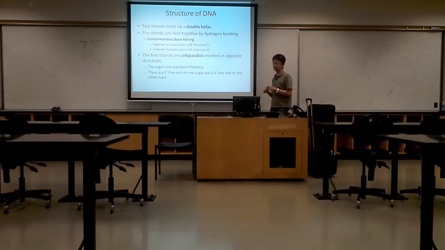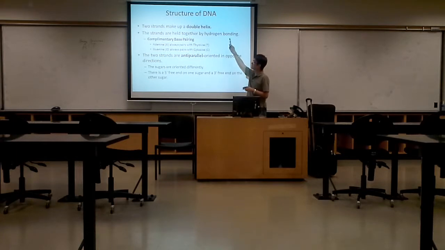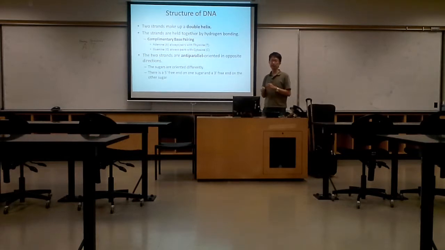Two strands make up the double helix. Yes, hope everyone knows that the DNA structure is a double helix. The two strands are held together by a hydrogen bond. So remember, the two strands of DNA are held together by hydrogen bonds. And as I told you, A pairs with T and G pairs with C. And the two strands we call anti-parallel, because they are in the opposite direction.